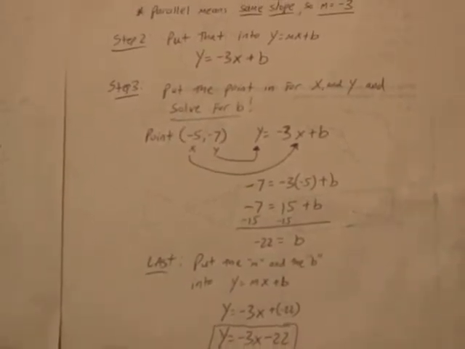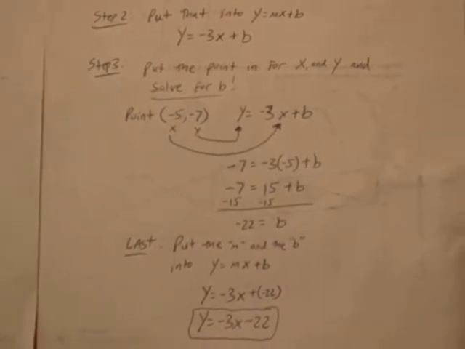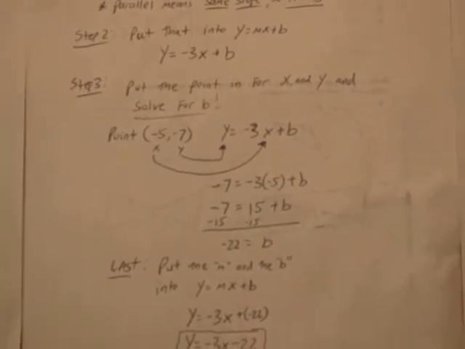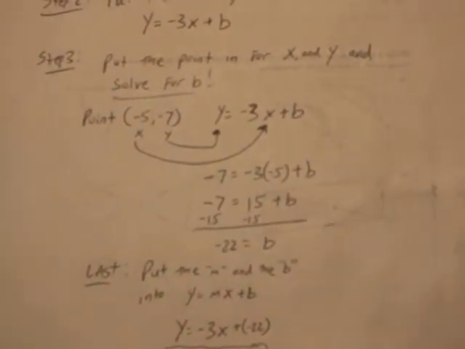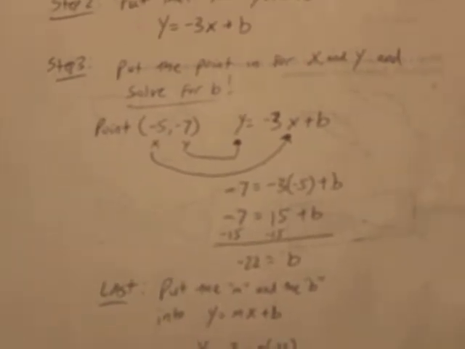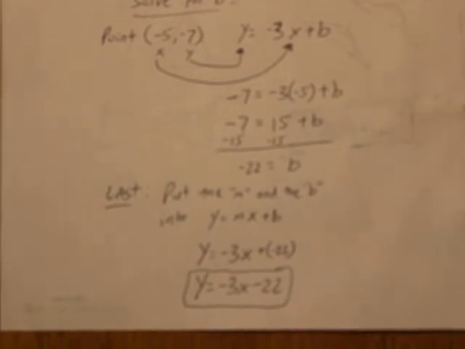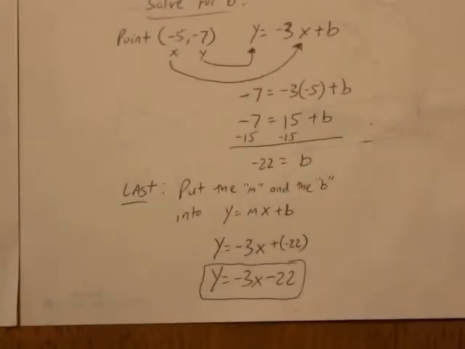So I'm going to substitute -5, -7 in for x and y. And when you do m times, or slope times x, -3 times -5 is 15. Subtract 15 from both sides. -7 take away 15 is -22. I solve for b. And now I take the m and the b and put them back into the equation. And there's my answer, y equals -3x minus 22.